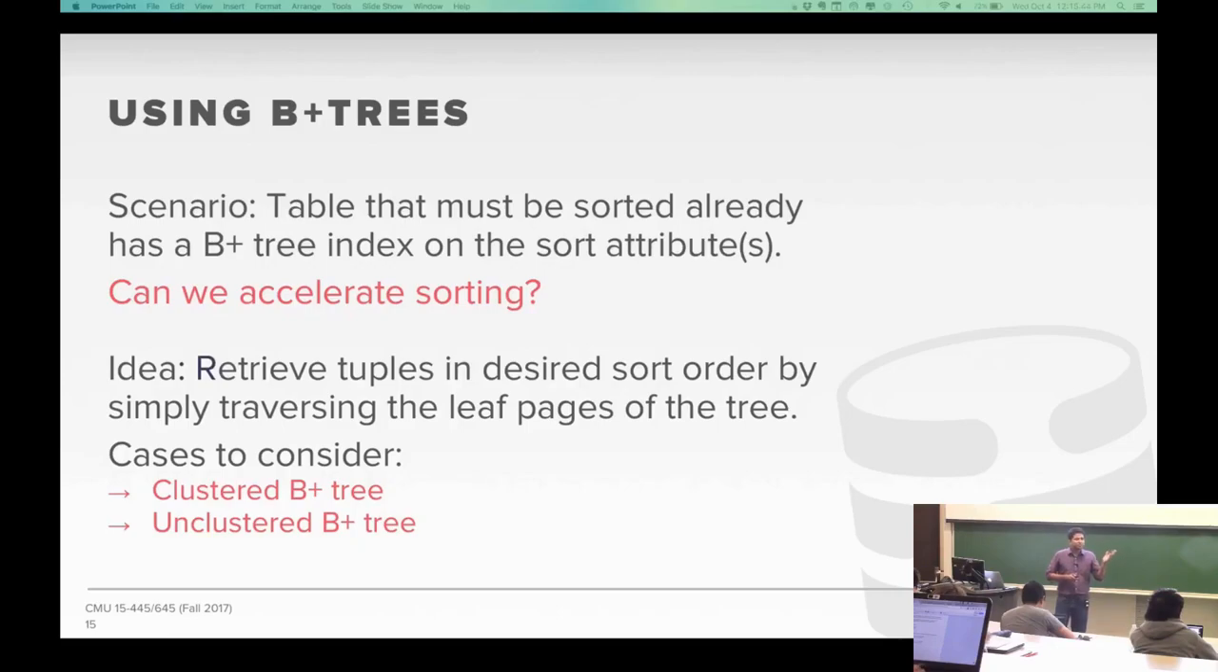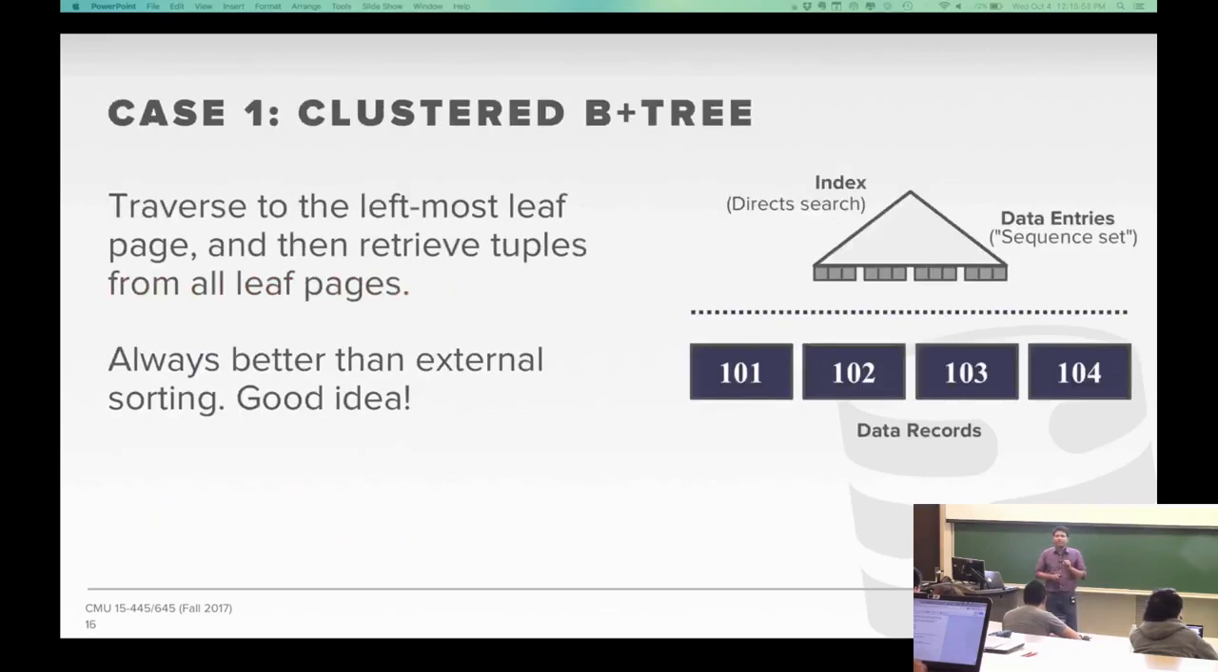So there are two cases to consider here. The B plus tree can be either clustered or unclustered. In a clustered B plus tree, the order of the data is same as the order of the sort order, okay? So let me illustrate it here. So in a case of a clustered B plus tree, it's trivial. We simply have to traverse to the leftmost leaf page, and we then retrieve tuples from all the leaf pages. And this essentially gives you all the tuples in the desired sort order. So if there's already an index in the database system, you can just make use of it instead of doing external sorting. So it's always a good idea to use a clustered B plus tree, okay?